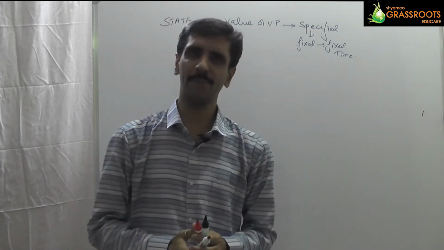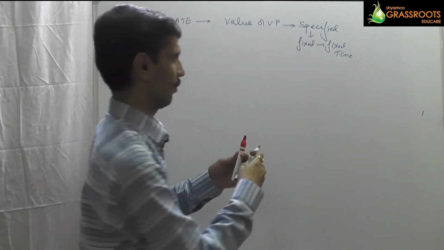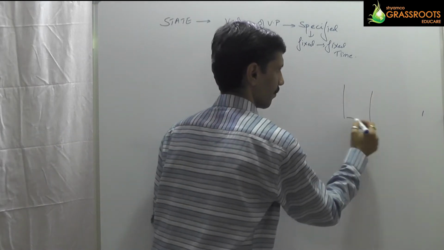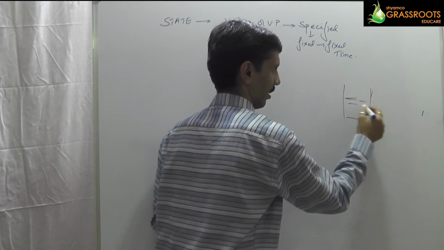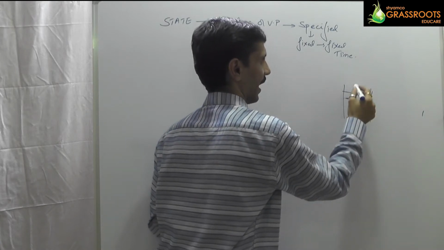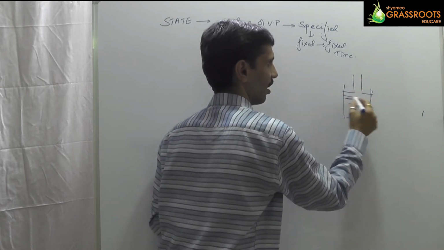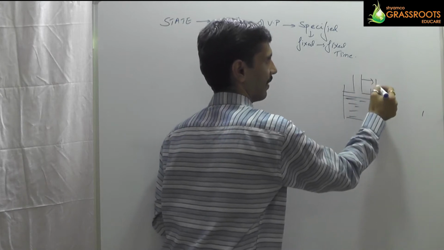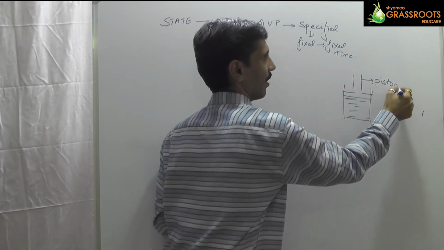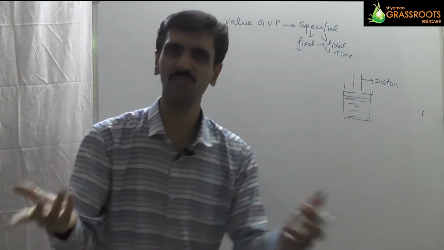Okay, so for example, I take a beaker. I fill a gas into this. Okay? And then I introduce a piston. This is a piston. Weightless and a frictionless piston.